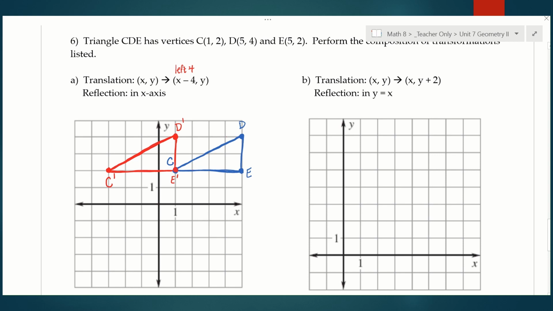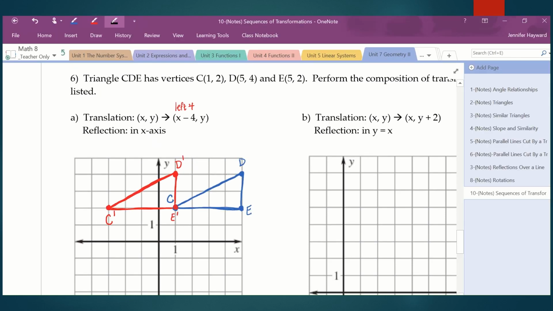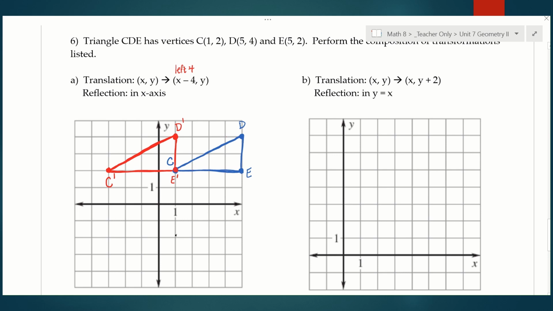Now they want us to reflect that in the x-axis. That just means reflect it over the x-axis. Okay, so we're going to count. Here's E double prime, it's 2 away from the x-axis, so 2 in the opposite direction. D is 4 away. And C is 2 away. So there is our reflected triangle.